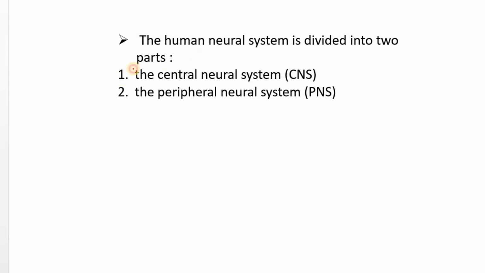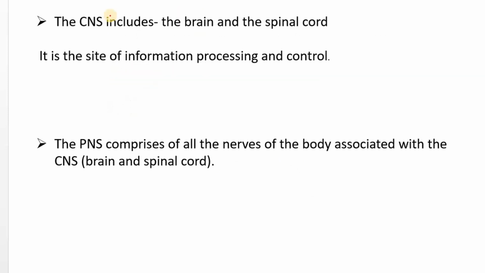Now let's take a look at the CNS and the PNS. CNS, the central nervous system, includes the brain and the spinal cord of our body. CNS is the main site of processing and control. PNS or peripheral nervous system is composed of all the nerves which are associated with the CNS.